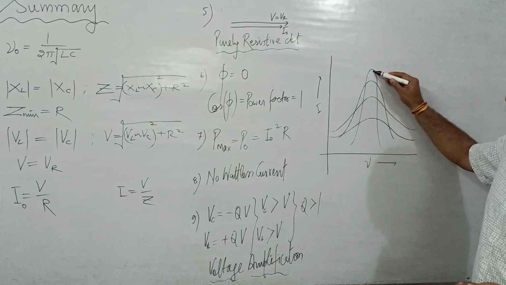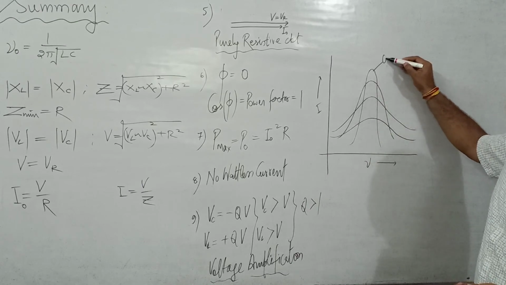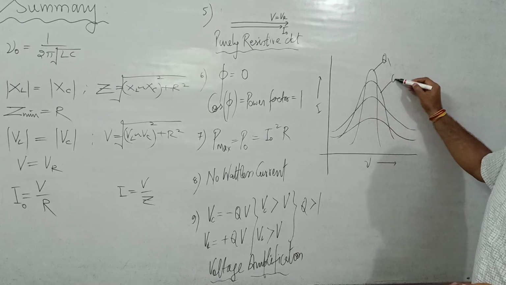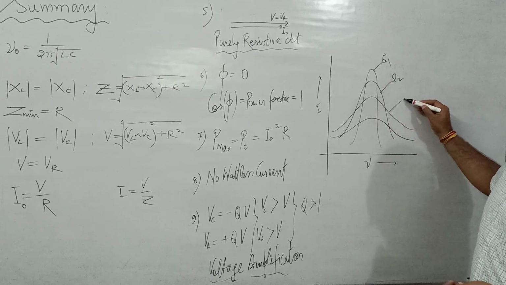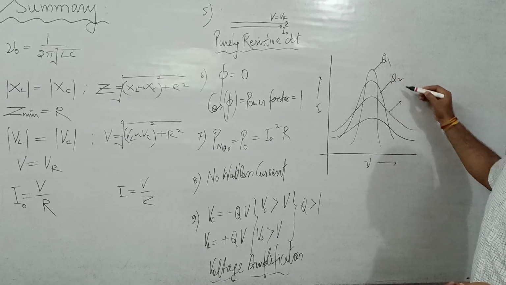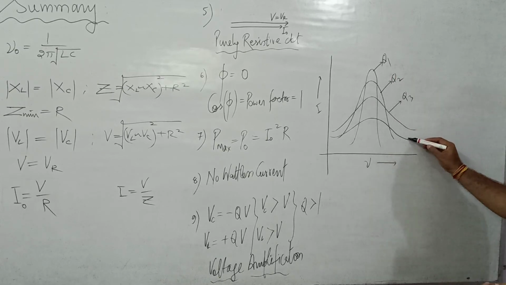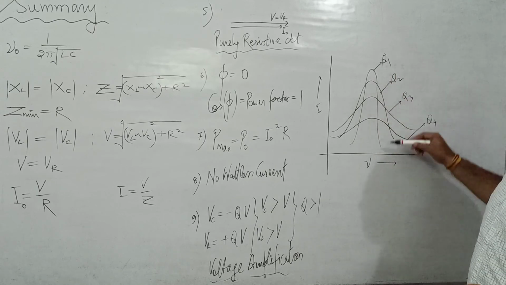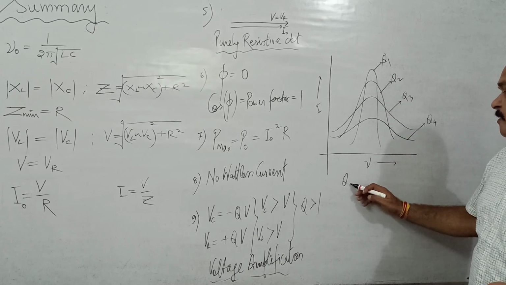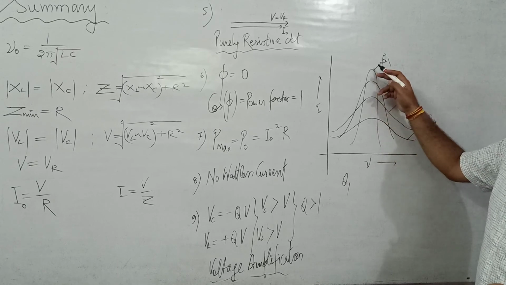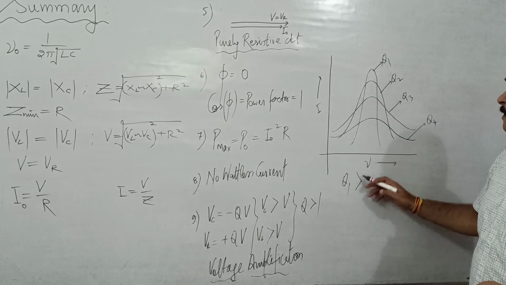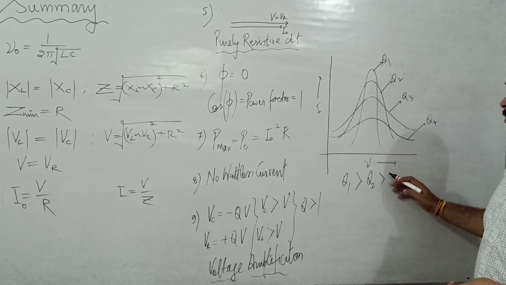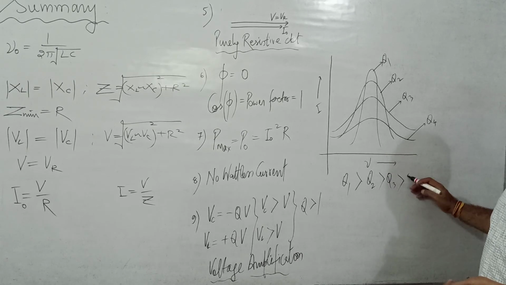So see, for this curve the sharpness is maximum, and the quality factor is Q1. For this curve the sharpness is less than this, the quality factor is Q2. For this curve the quality factor is Q3, say. And for this curve the quality factor is Q4. Since this curve is sharpest, Q is going to be maximum for this particular curve. Q1 is maximum, less than that is Q2, less than that is Q3, and the least is Q4.